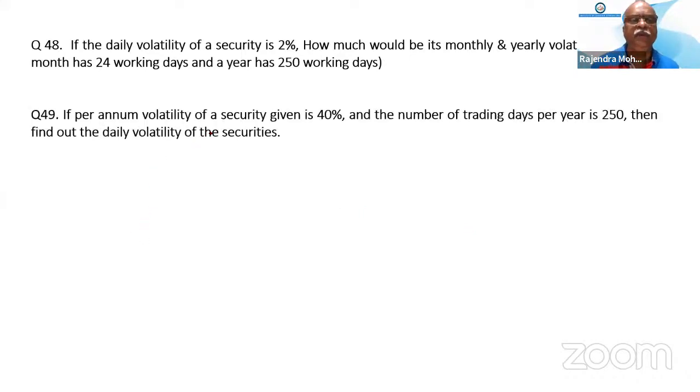If per annum volatility of a security is given at 40%, so 0.40. The number of trading days per year is 250. Find out the daily volatility. So you have to find out what is the daily volatility. 40 we have to divide by 250. Equal to how much? That will be our daily volatility.